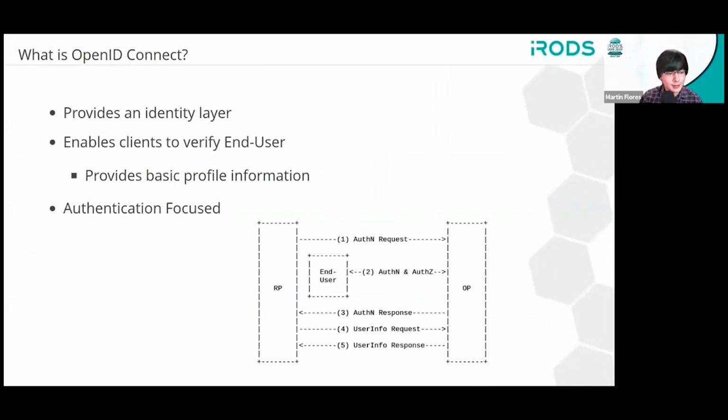On to OpenID Connect. OpenID Connect effectively provides an identity layer and allows clients to get some basic information about the end user, which can then be used to authenticate the user. Once again, OpenID Connect is largely authentication focused. If you were to compare the diagrams again, you can see that this diagram is largely just about extracting information about the end user, that way the RP, or relying party, can then use that information to effectively authorize the user for the application.